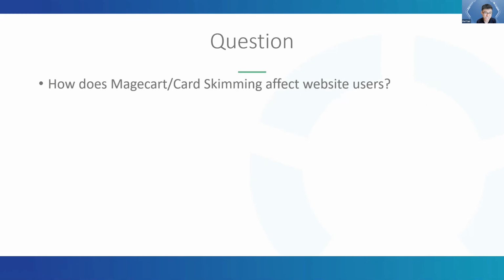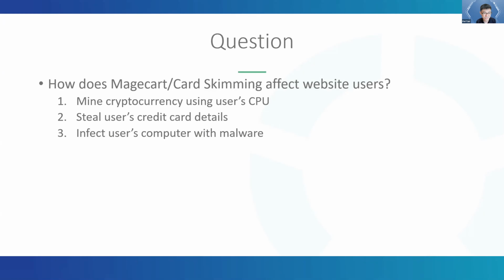Okay, the next question: how does Magecart, which we also call card skimming, affect website users? The options are: 1. Mine cryptocurrency using the user's CPU, 2. Steal users' credit card details, or 3. Infect the user's computer with malware. Yes, indeed, the correct answer is 2. Steal users' credit card details. So this is what card skimming is. Thank you, Adrian, you're the first one who got the answer correct. Just want to mention, why is it called card skimming? Because we are stealing the card details.